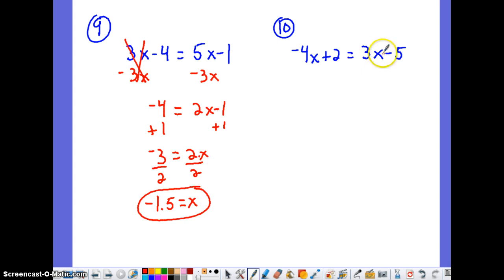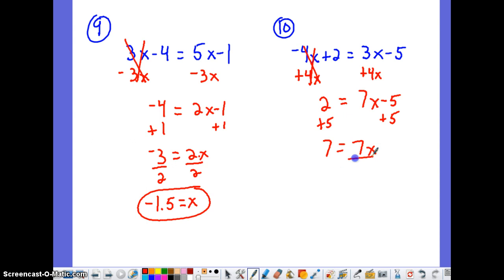Number 10, my final one. I have a -4x and a 3x. Again, I'm going to get rid of the x's on both sides by combining them. I can either bring the 3 to the 4, or in this case, I brought the -4 over. Since it's a negative, the opposite would be to add the 4. You can see I did that. Combine together like terms. 2 equals 7x minus 5. You notice when I'm doing this, I put it directly under another term I will connect it with. From here now, I'm going to add my 5, add my 5. 2 plus 5 is 7 equals my 7x. Get rid of that 7, which is attached by that multiplication, by dividing, and you get 1 is equal to x.